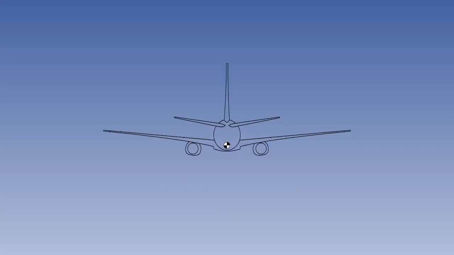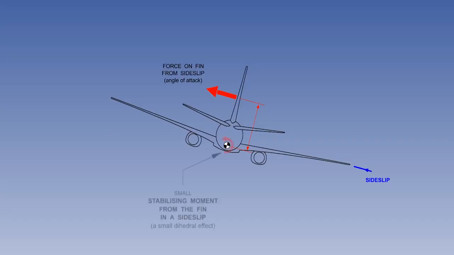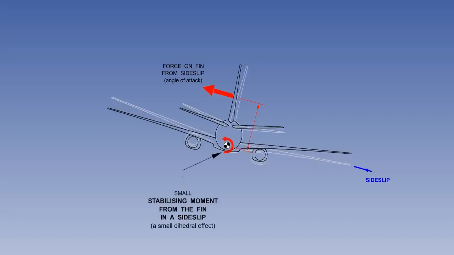The fin has already been identified as the aerofoil that provides directional stability. But in a side slip, the aerodynamic force on the fin acts above the CG, which generates a small stabilizing moment. The fin, therefore, is also a dihedral effect, but a small one.